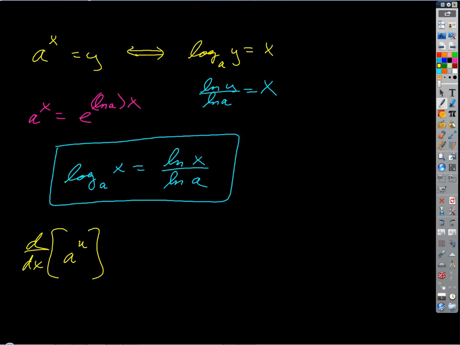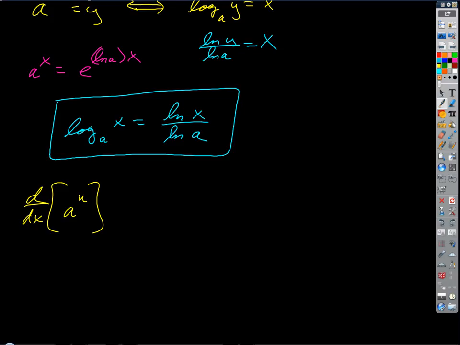Well, keeping in mind that a to the u can just be written like this, it'd be like saying the derivative of e to the natural log a times u. And what's the derivative of e to the u? It's e to the u times u prime, right? The derivative of an exponential is itself. That's the weird one, right? See what I'm saying?